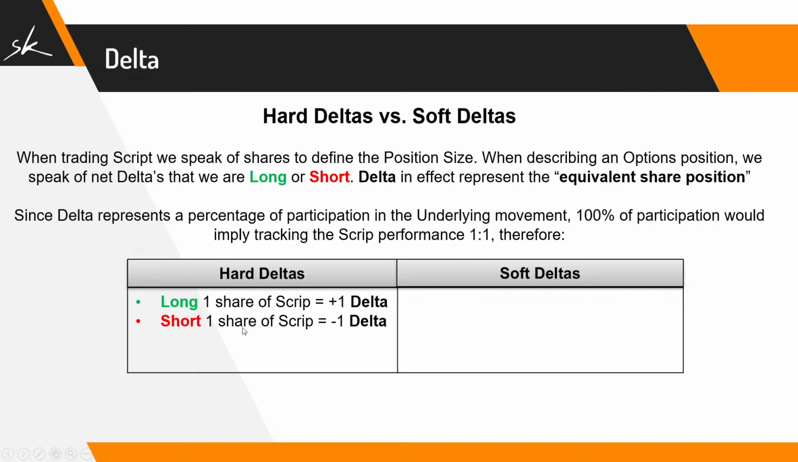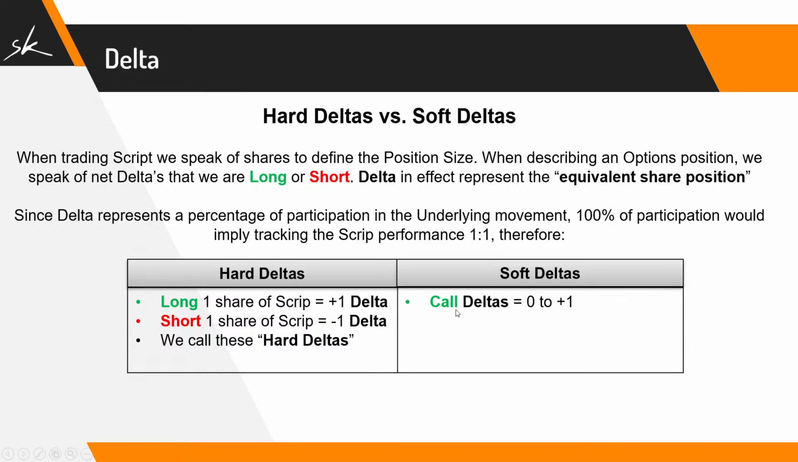And similarly, short one share in a script means you have one negative delta, because if it goes 1 rupee in your favor, you make 1 rupee. If it goes 1 rupee against you, you lose 1 rupee. And that is why this is called a hard delta. This is not changing. This will remain constant. Whatever it goes in your favor, that is the amount you make. Whatever it goes against you, that is the amount you lose. That is why we call them hard deltas, because they remain constant.